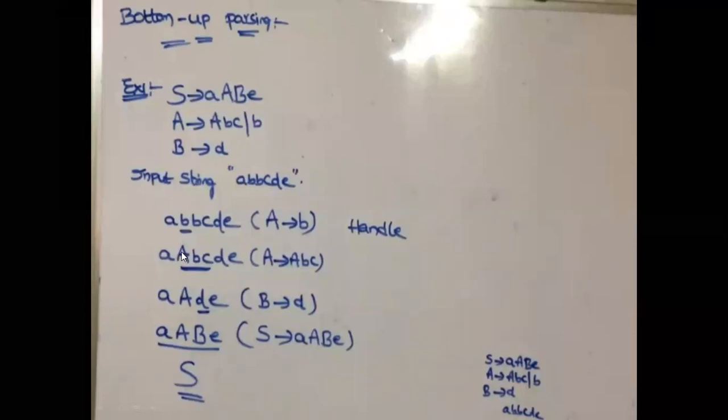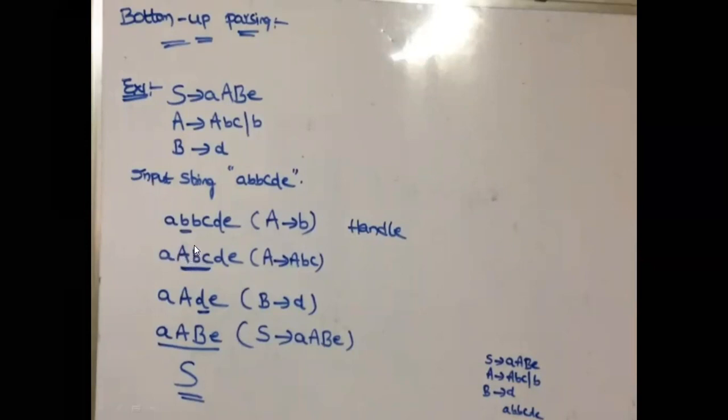So is there any production with capital A in the right hand side? Yes, sir. We are replacing small b with capital A. Then in the next step we are having capital A, C, D, E. So is there any production with capital A in the right hand side? Yes or no? No, sir. Why? Because there is no production with capital A there. So we are not taking the correct assumption. It is the wrong assumption.